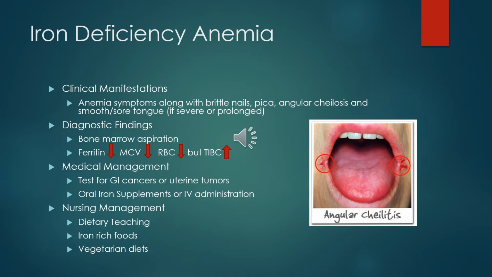Nursing management focuses a lot on the dietary teaching, so education on iron-rich foods such as beef, liver, leafy green vegetables, certain beans, raisins. We also want to educate them on taking iron-rich foods with a source of vitamin C, which will help with the absorption of the iron. Vegetarians are at a higher risk for developing iron deficiency anemia, so we'd want to offer suggestions for them as well and potentially consult the nutritionist for guidance and support.